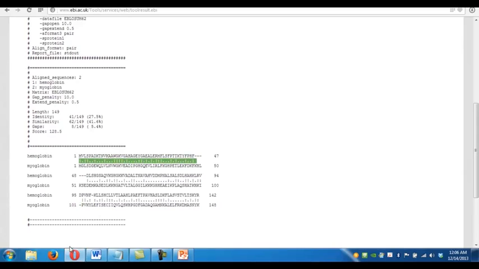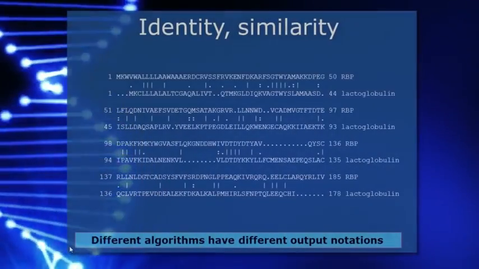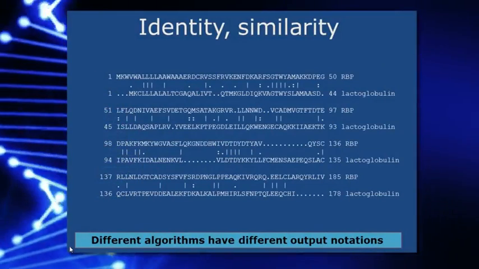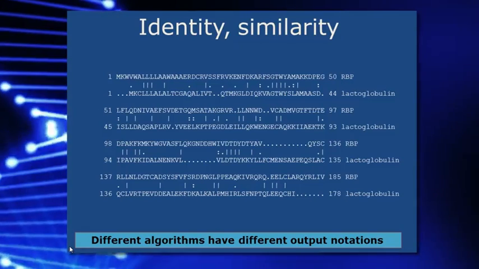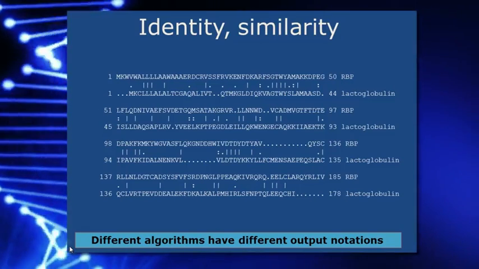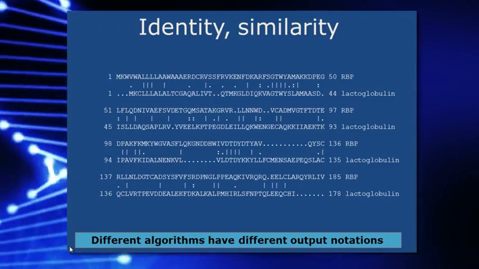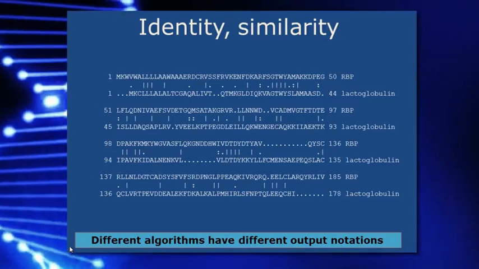Also notice that there are vertical lines, dots, and double dots. There are 3 categories. And remember, we only have identities and similarities. So let me explain what the notation means. Okay, first notice that all of the vertical lines represent exact matches. So you see the LLL at the beginning, and then the A to A, and the V to V.